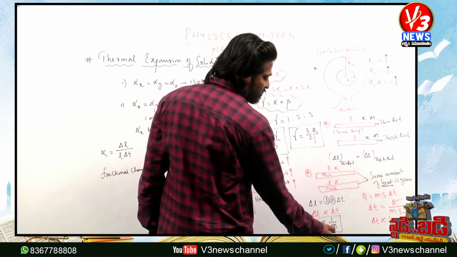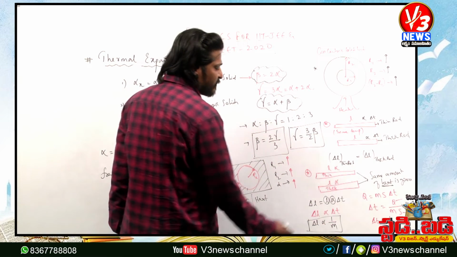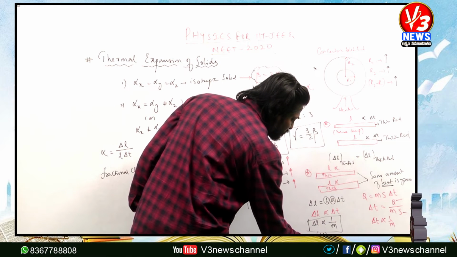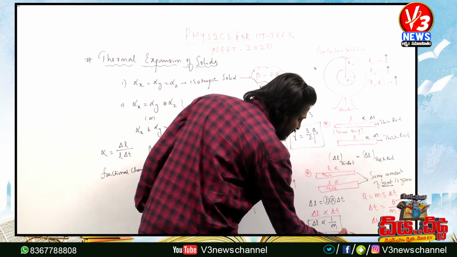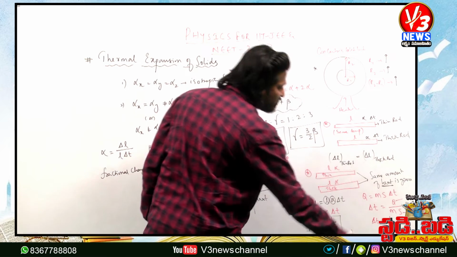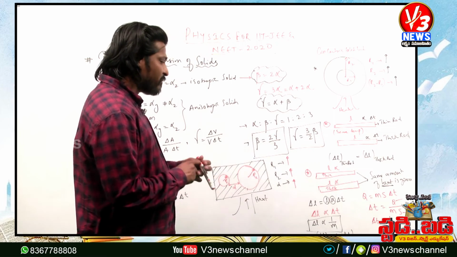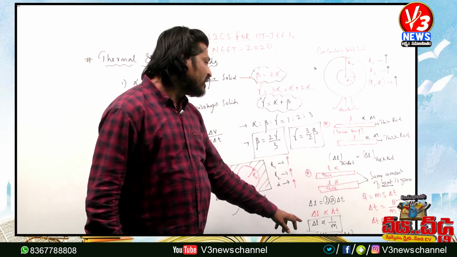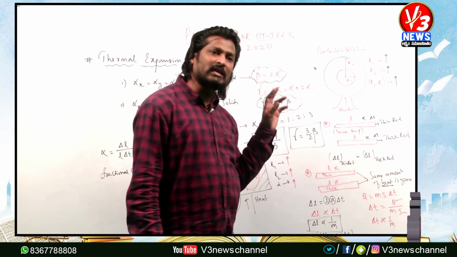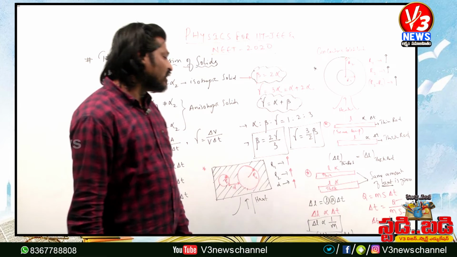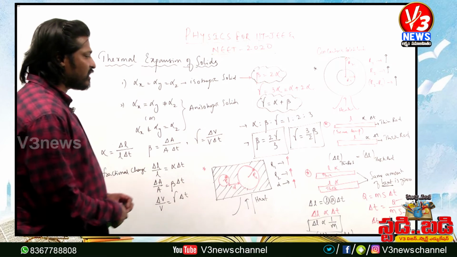So lesser the mass, more will be the expansion. That means I can say that delta L of the thin rod, the expansion in the thin rod, is greater than the expansion of the thicker rod, because it is inversely proportional to the temperature, inversely proportional to the mass. So lesser the mass, more will be the expansion. The thin rod has the lesser mass, that is the reason expansion is more in the thin rod compared to the thicker rod. I hope you got an idea related to that one.